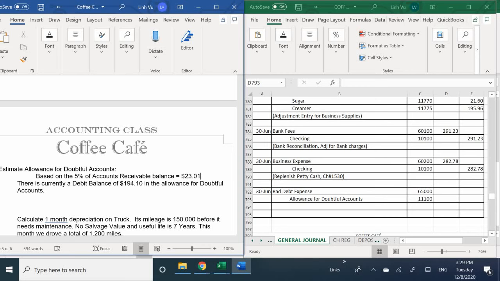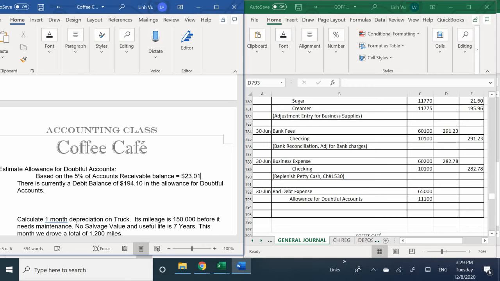Now, I can't just write my bad debt expense to be 2301, because that is my ending balance. That's what I need to get to. But right now, I already have an existing balance in my allowance for doubtful accounts. My goal is to end with 2301 on the credit side. I have a debit balance. How do I get from a debit to the credit side?